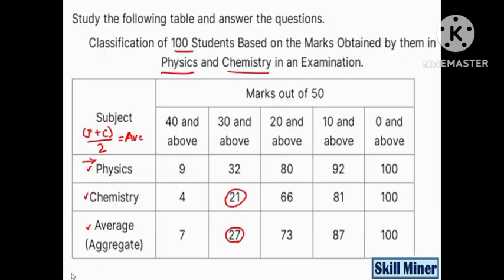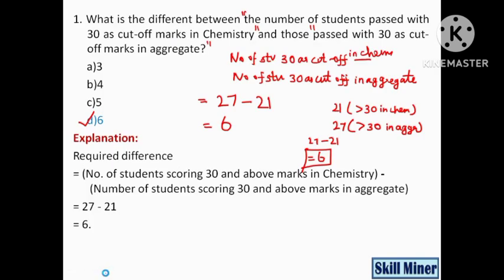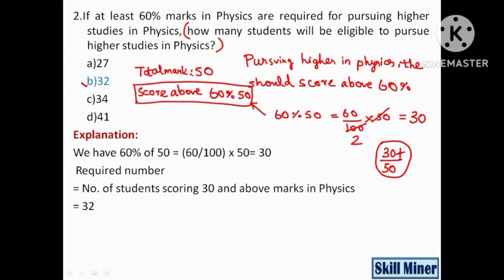Now we can go to the chart. Since this is the physics column, in this column 32 students scored above 30. So the eligibility is 32. Since the eligible mark is 30 and above, 32 students scored above 30. So our answer will be 32. So 32 students can pursue higher studies in physics according to the given chart. Now we can move to the next question.